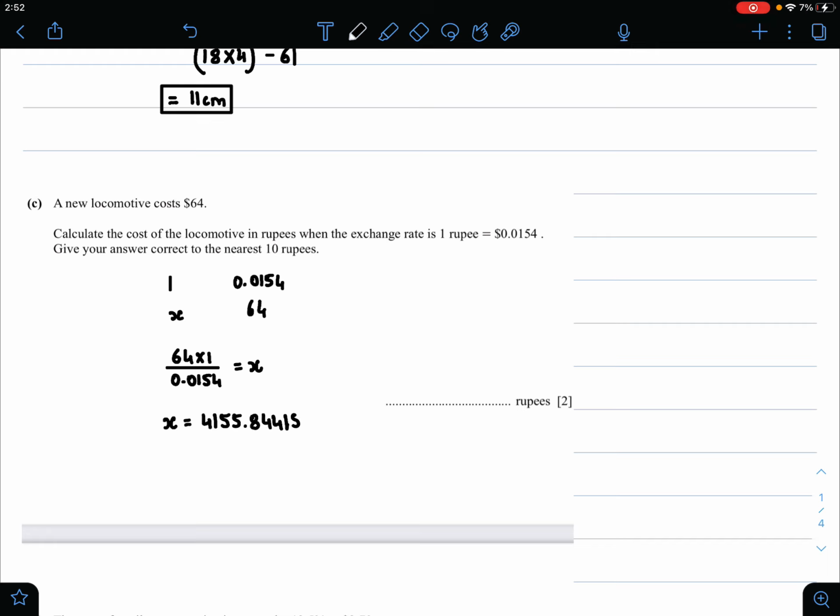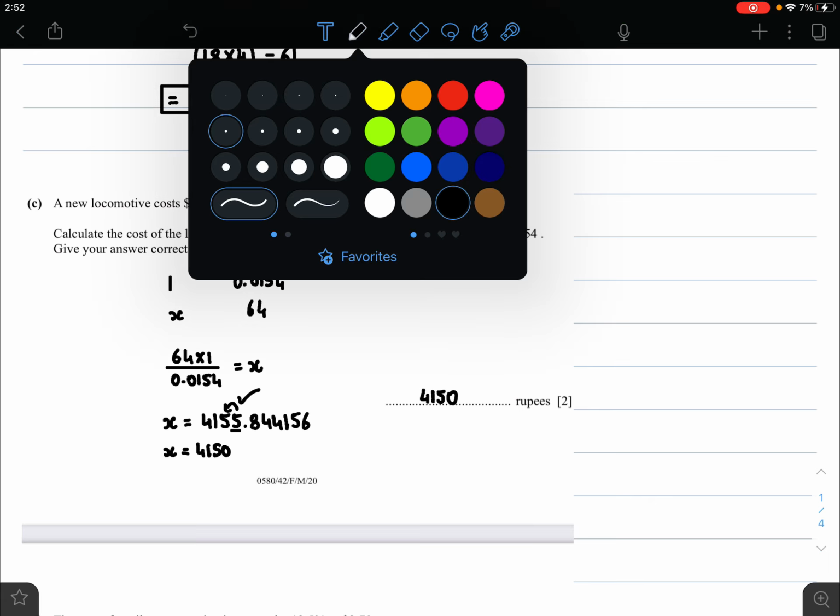4155.84415. And since they are asking us to give the answer to the nearest 10 rupees, you will round off the answer to 4150, because the ones place is greater than or equal to 5, so it will round off the tens place to the next number. Therefore your final answer will be 4150 rupees for part C of this question.